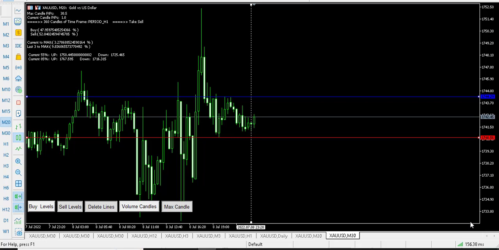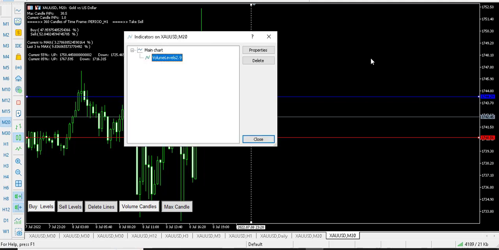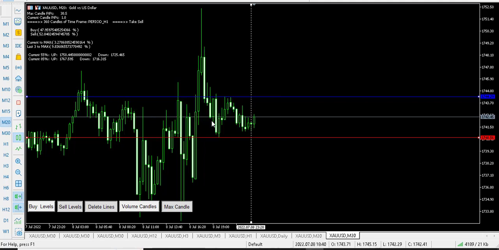Hello everyone, I'm here to explain how to use my indicator, Volume Candles. This indicator is version 2.9. It has three methods to trade. It gives you levels, it doesn't give you a trend direction, so be careful.